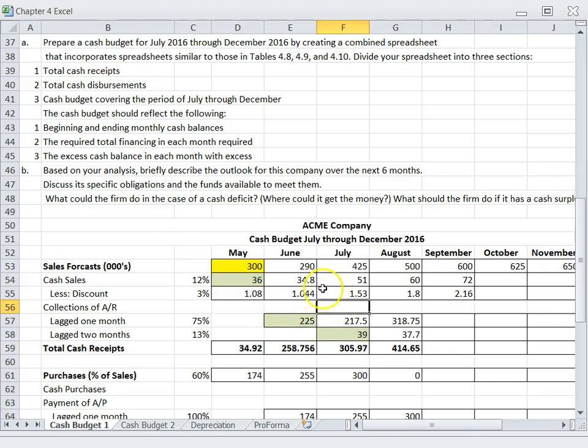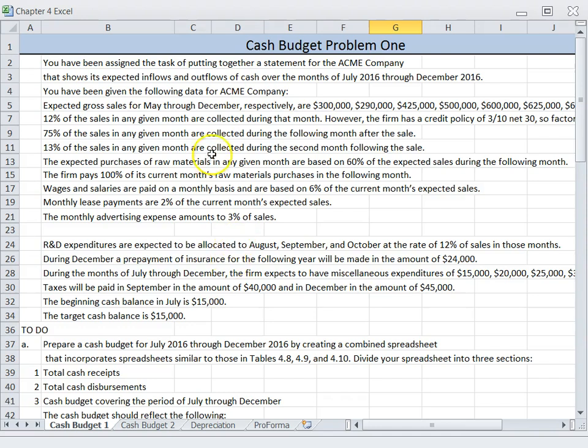Okay, so now for June, 12% will be collected in June, and of this 290, 75% will be collected in July, and of this 290, the remaining 13% will be collected in August. And this concept is the hard concept for a lot of students to understand. So what's happening here is you're not getting paid it all at once. When you make a sale, the collection of that sale gets staggered over a 3-month period. The current month, a month later, and then 2 months later. So that's one of the difficult aspects of the cash budget here.